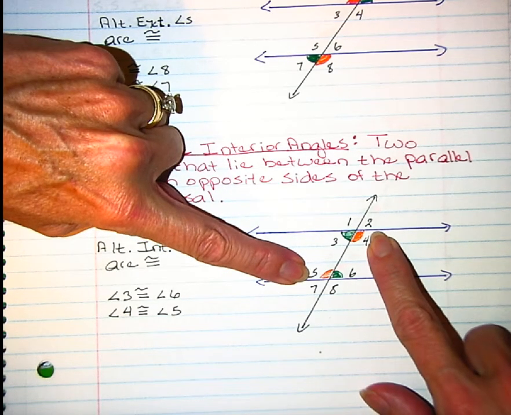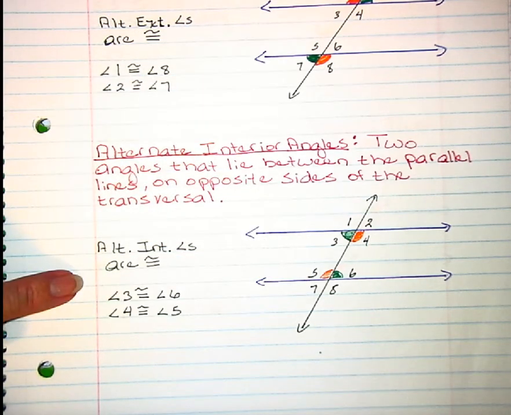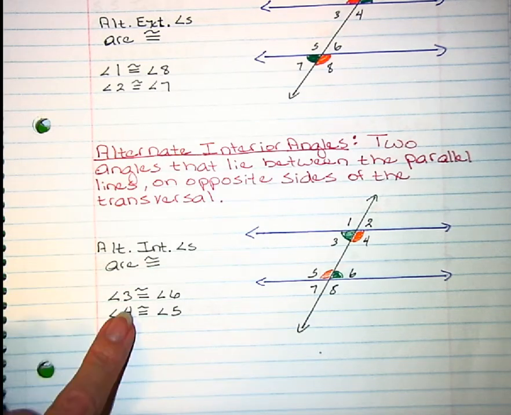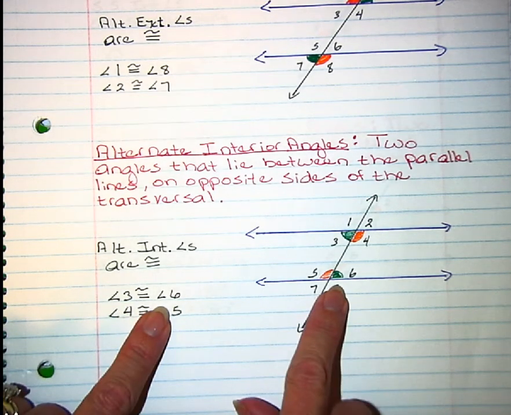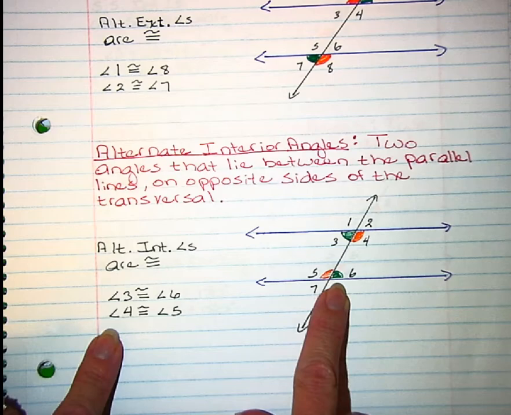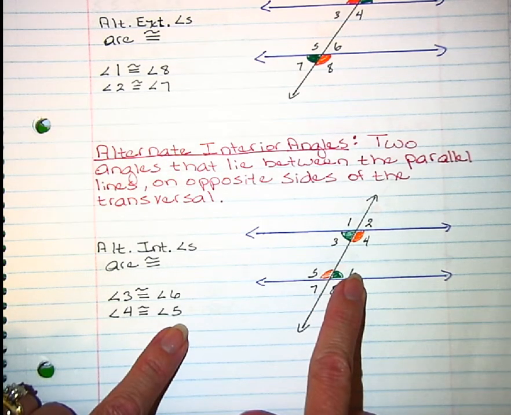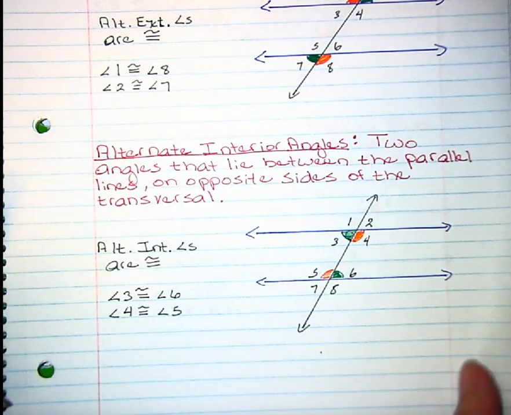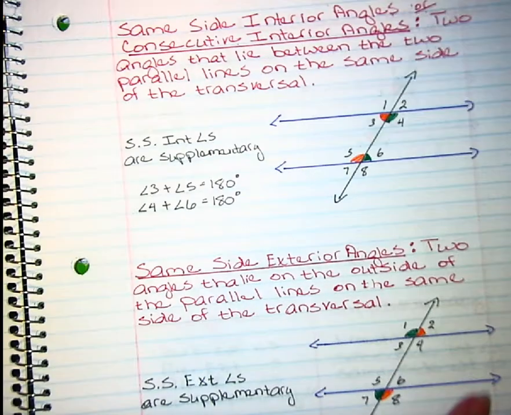are alternate interior angles. Alternate interior angles, just like alternate exterior angles, they're congruent. So angle 3 and angle 6 are congruent angles. Angle 4 and angle 5 are also congruent angles. All right, let's look at some other relationships.